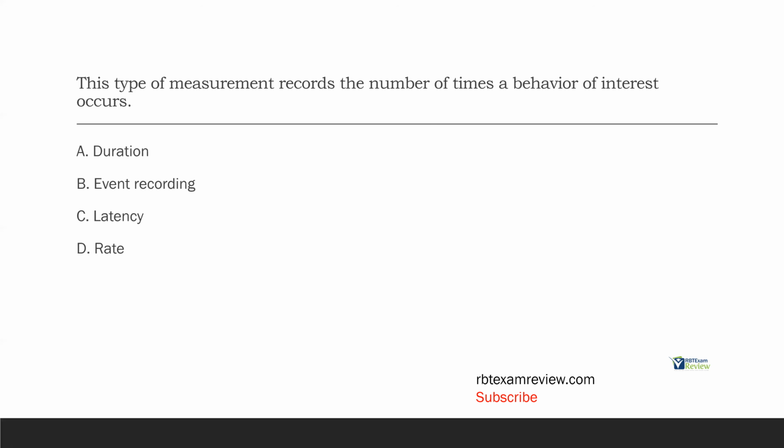Event recording is just a type of direct recording typically used during a direct assessment where we're counting how many times a behavior occurs. Event recording is essentially the same thing as frequency. So if you see event recording, immediately start thinking frequency, start thinking counting how many times a behavior occurs. So the type of measurement that records the number of times a behavior of interest occurs is called event recording.